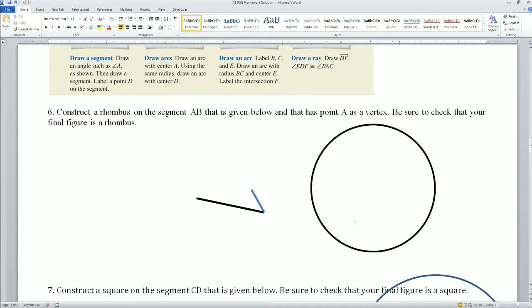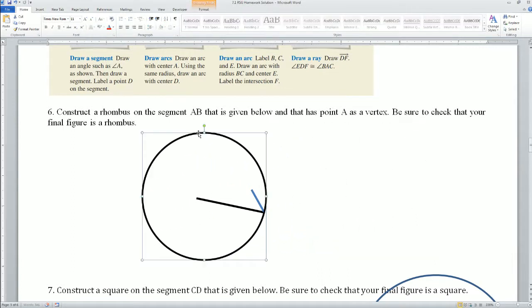Alright. Number 6. Construct a rhombus on the segment A and B that is given below, and that has the point A on its vertex. Make sure to check that your final figure is also a rhombus. Okay? Alright. So this is A and this is B. First of all, I'm going to just grab this, because I drew a circle. Good. This is the radius of this circle.